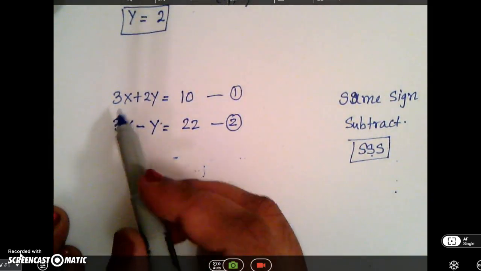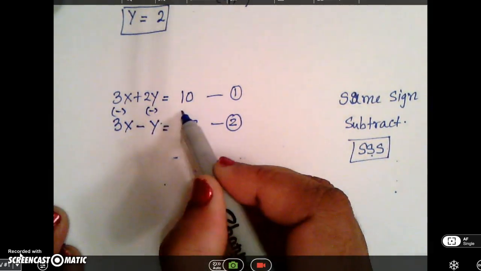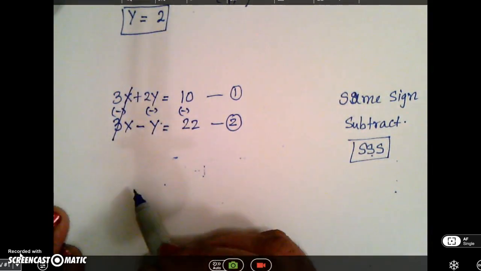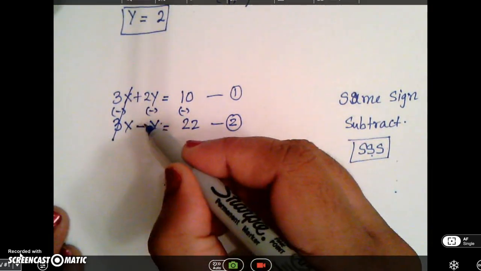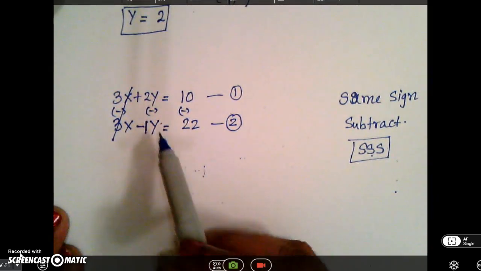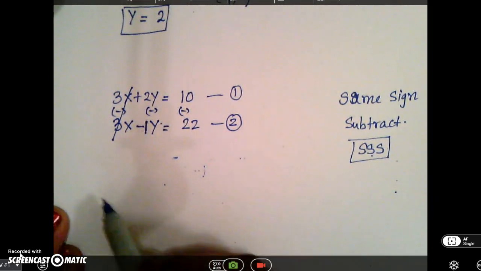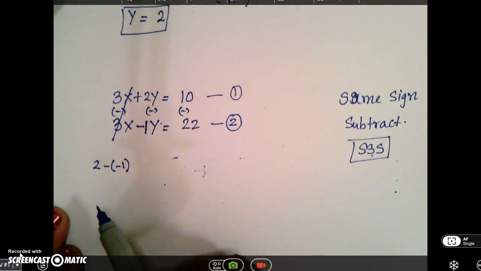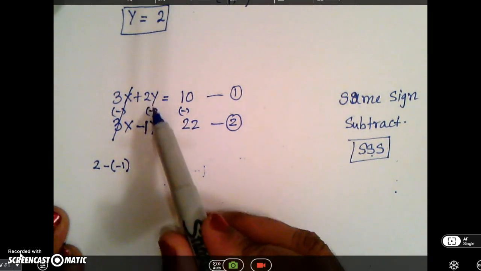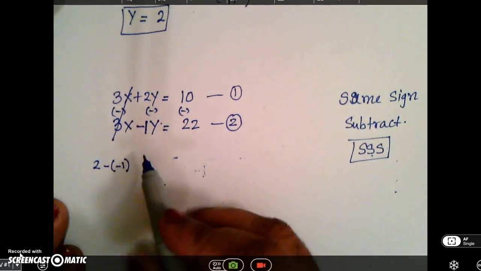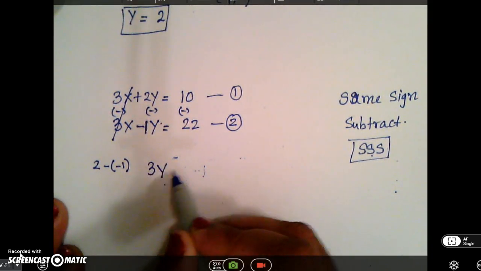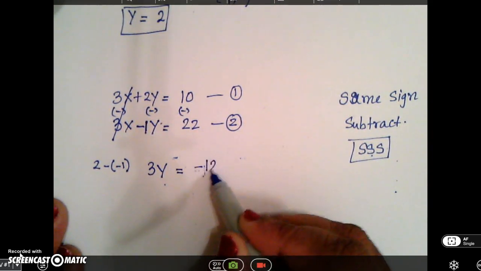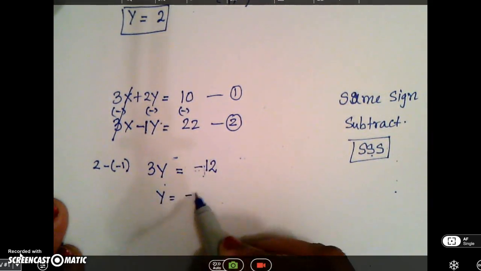Okay, so I'm going to subtract the two equations. 3 minus 3 is going to eliminate that variable. 2 minus, I'm going to put a 1 there. So that is 2 minus negative 1. Please be careful about your integer addition and subtraction. It's key to the success of this method. So 2 minus negative 1, that's going to give you a 3. So 3y is equal to 10 minus 22, which is negative 12. So y will be negative 4.